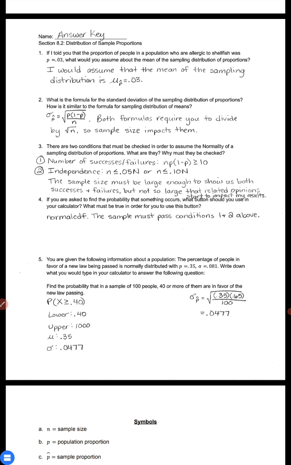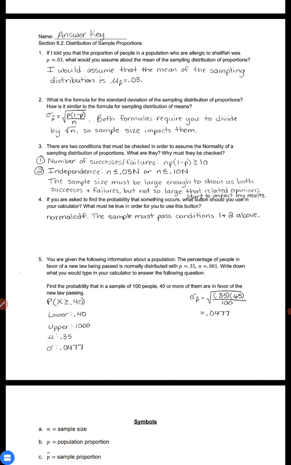And let's talk about what you would type in your calculator to answer the following question. So let's say the question was, find the probability that in a sample of 100 people, 40 or more of them are in favor of the new law passing. So that means we're looking for a probability that X is greater than or equal to 0.40 or 40%. So 40% in favor, okay?